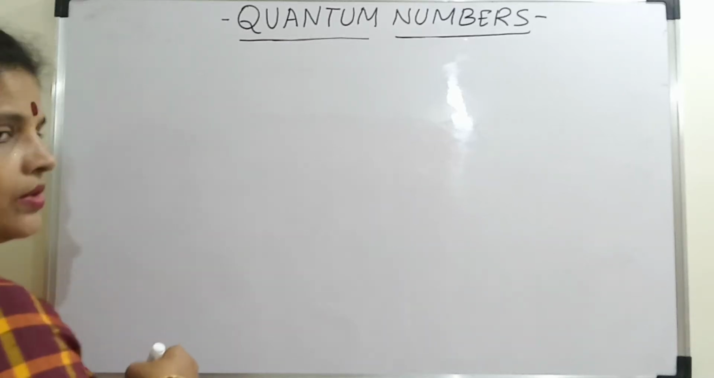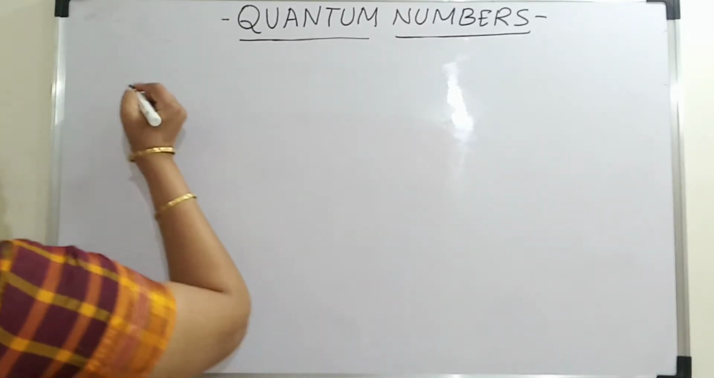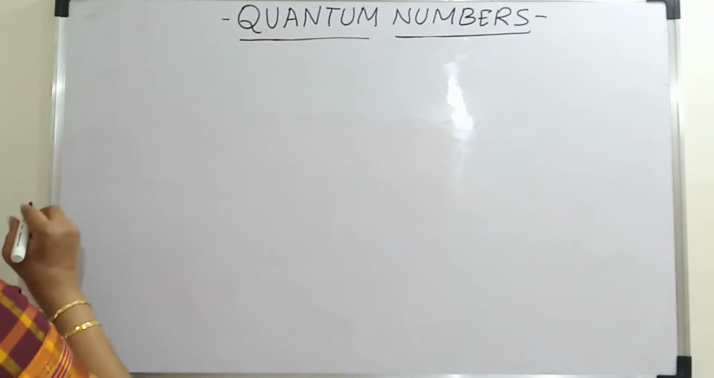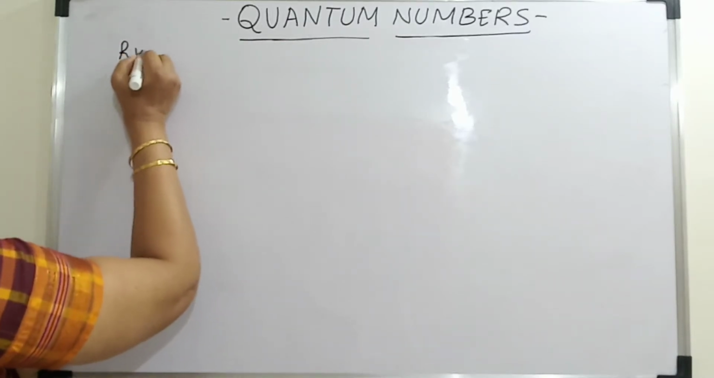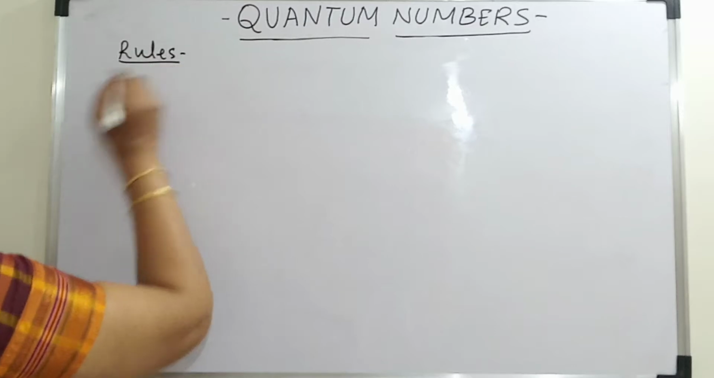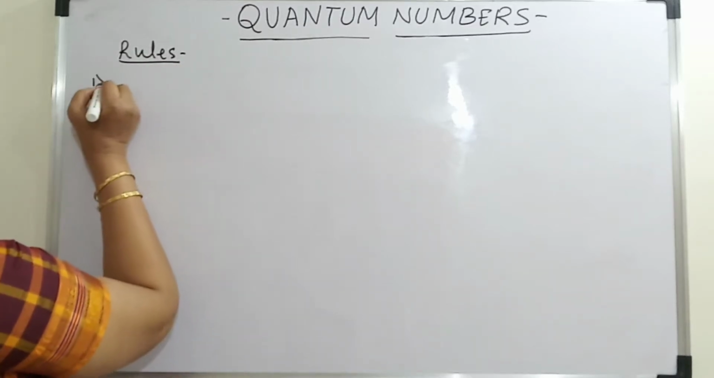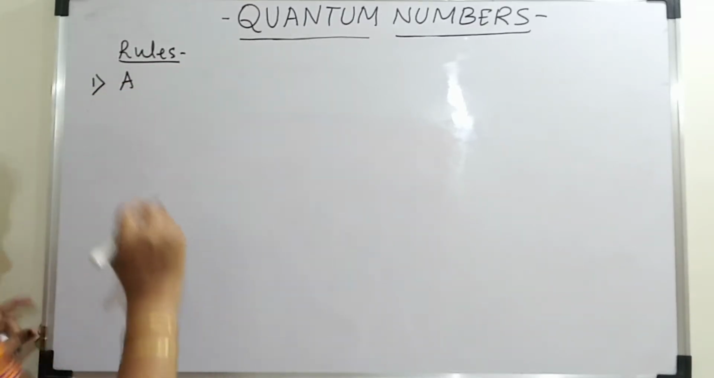In this video, we will see how to fill the electrons in the orbitals. For that, some rules are followed here. So let us see the rules which are used to fill electrons. The first rule we will be seeing is the Aufbau principle.